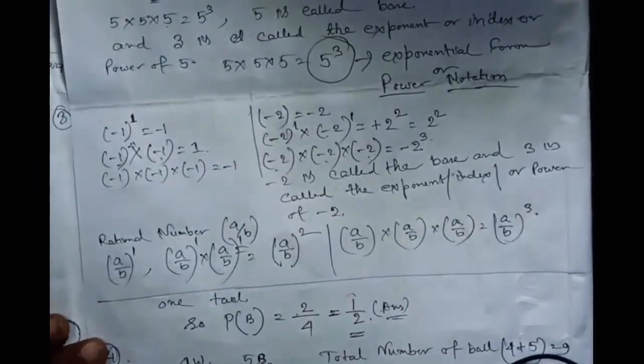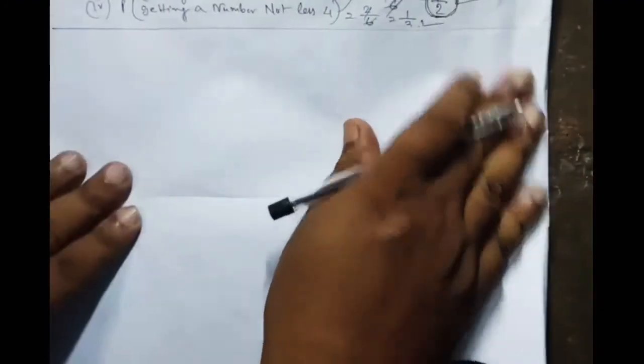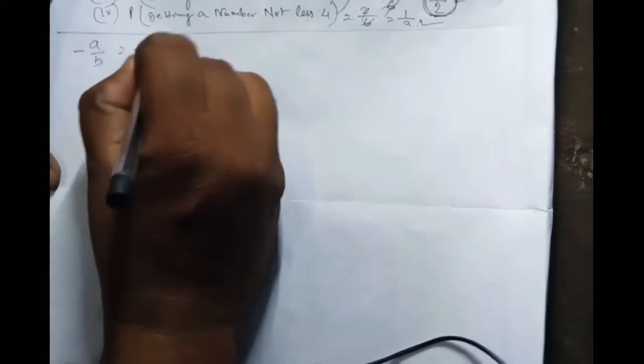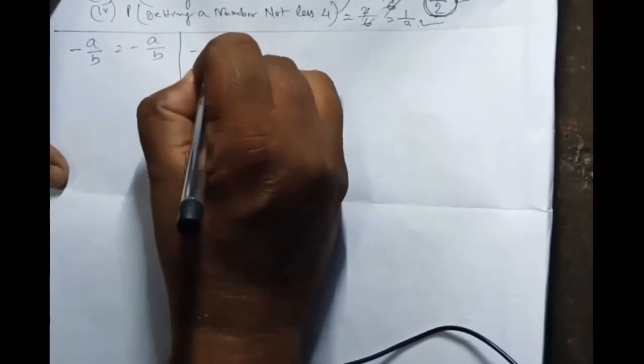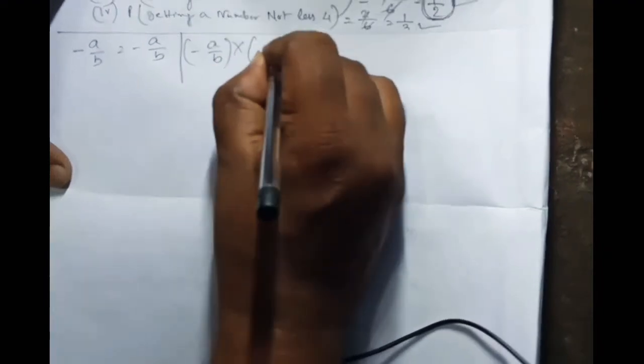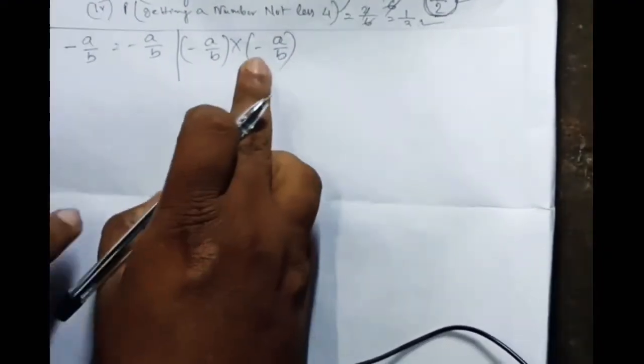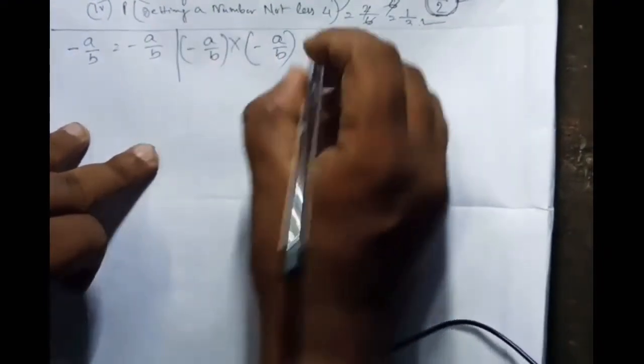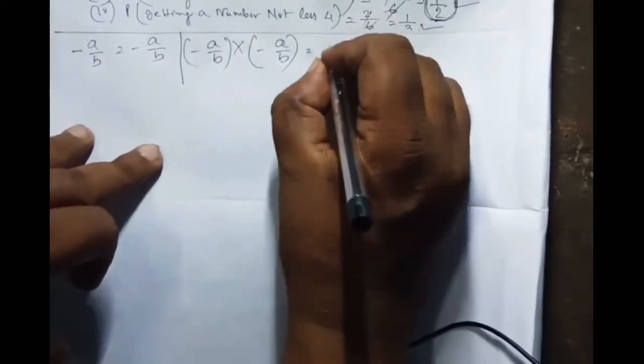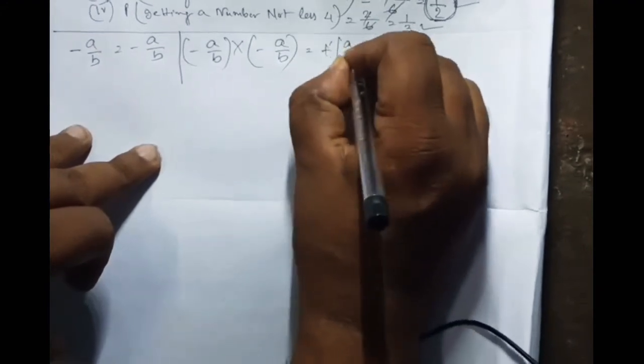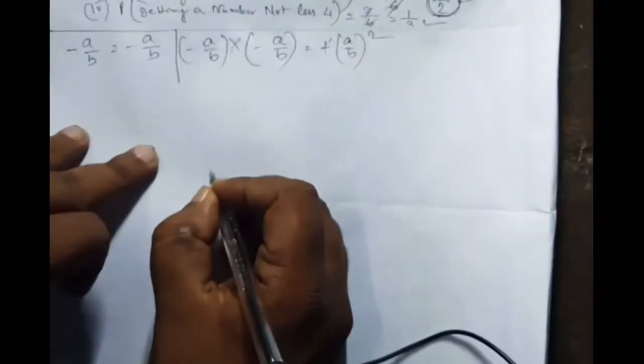Next, in the next case, suppose we take a rational number in the form of minus a by b. So, minus a by b means minus a by b, there should be no problem. Next, minus a by b into minus a by b. First we should multiply the minus signs. Minus into minus is always plus, and a by b multiplied 2 times, so we are getting plus a by b power 2.